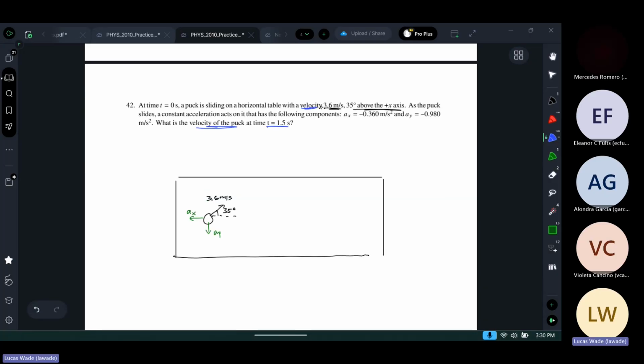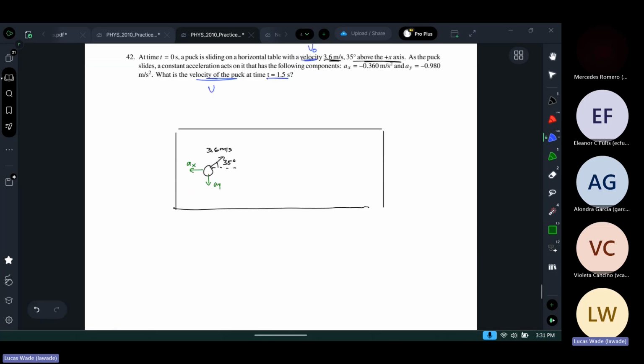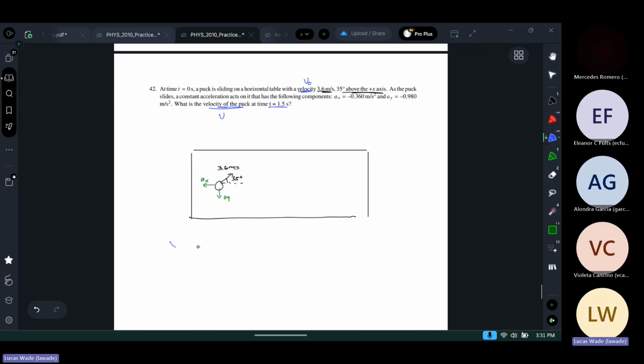So I have to think carefully about what variables are being given to me. This is V initial, the overall velocity vector, not the x and y components of it. Similarly, they ask about the velocity, so they want final velocity, not just the x and y components. But I can still treat this as two separate kinematics problems. V0x, Vx, Ax, t, and then y: V0y, Vy, Ay, and t.